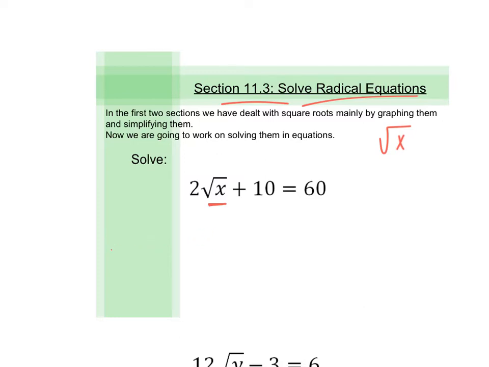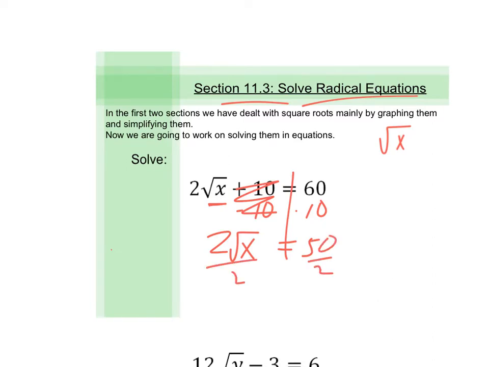So starting this one off, I'm going to draw my line here to get going. I'm going to minus 10 from both sides, just like I would for a linear equation. 10 minus 10 makes 0, cancels that out. I get 2 times the square root of x equals 50 over here. Divide both sides by 2. Square root of x equals 25.